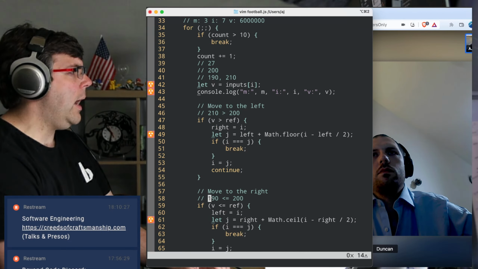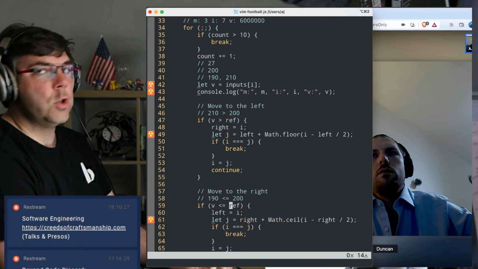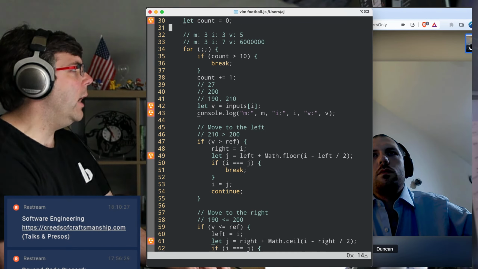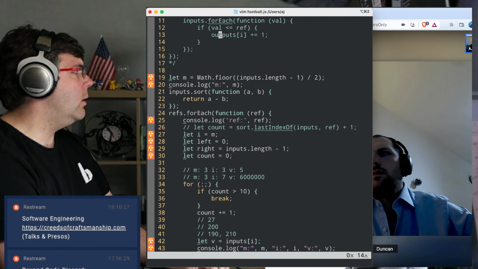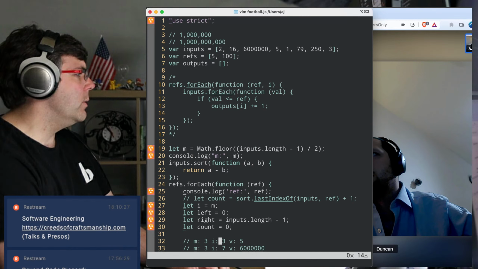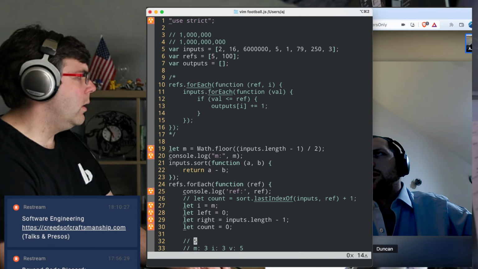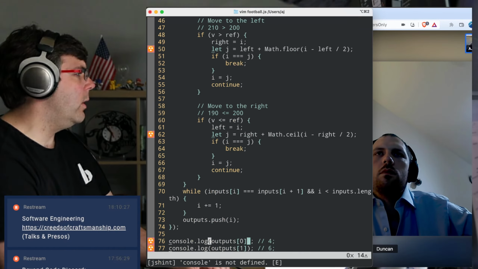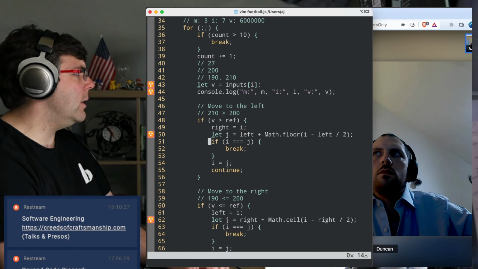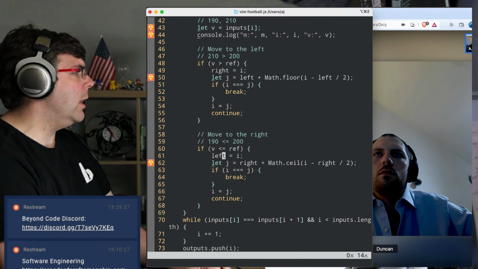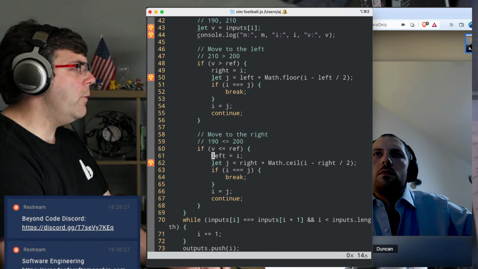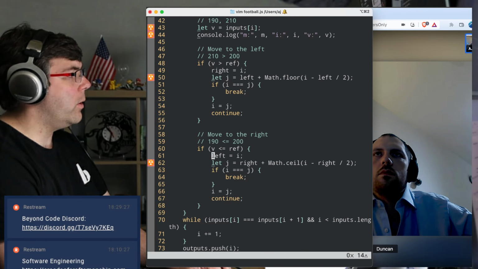Okay, so we have the reference. So 5 is less than or equal to reference. This is true because the reference is 5 and our value is 5 at this point, right? Let me go back up here. Yes, so this is true. So ref is 5, value is 5. So if that's true, and the index at this point is 3, then we should take our left boundary and make it 3. So we can't go any further left than 3, but we could go further right.